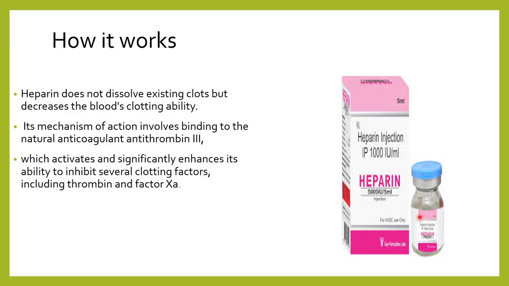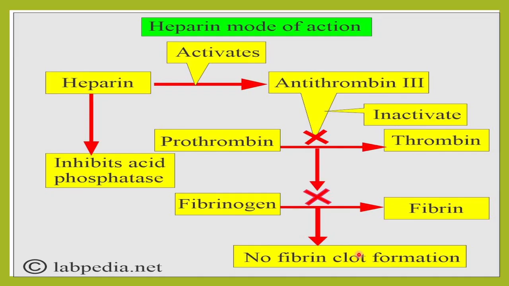And how does it do this? It will activate the natural anticoagulant, that is your antithrombin 3. And this will significantly increase its ability to inhibit the other clotting factors. So you will see that heparin will activate antithrombin 3.